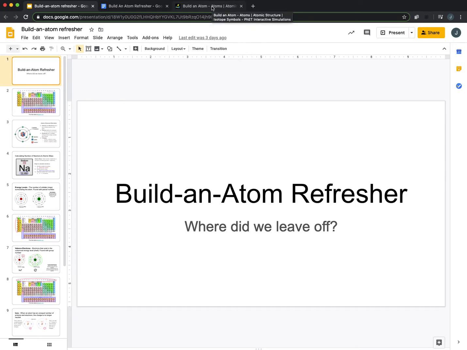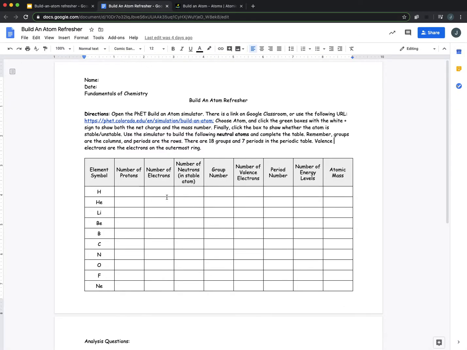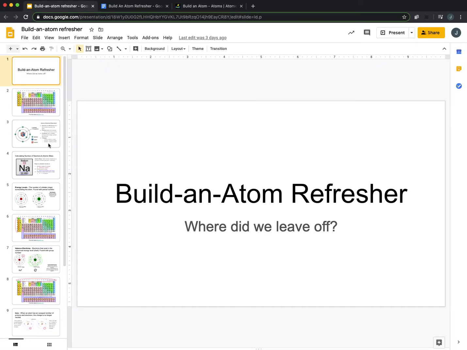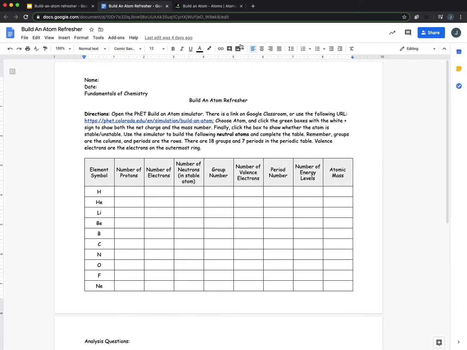So when you go to your Google Classroom, you're going to see a link to this PhET simulation, the Build an Atom simulation, and this should look familiar to you. You can do this on your phone, on a tablet, or on a laptop. And then there's also this assignment that you're going to be filling in on Google Docs. I'm going to show you how to do some of these in this video. So the first thing you're going to want to do is have all three of these tabs open: the presentation, so you can follow along, the Build an Atom, and then this assignment as well.